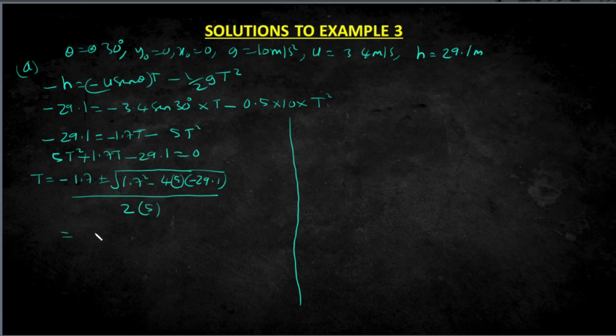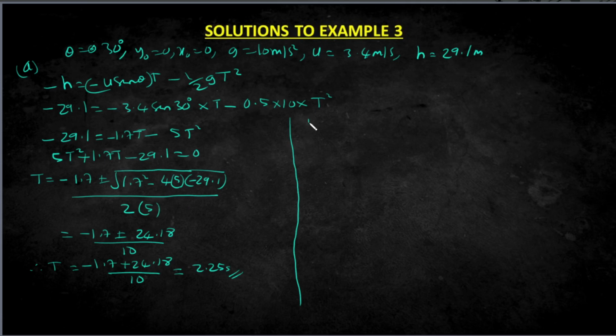Now you are going to have two values here. When you substitute, you have minus 1.7 plus or minus 24.18 over 10. Therefore, if we use minus, the answer will be negative. Time cannot be negative, so we use the plus. So we have minus 1.7 plus 24.18 divided by 10, and that answer arrives at 2.25 seconds. So this is the time taken to reach the ground. Just apply the quadratic formula, then you are good to go.